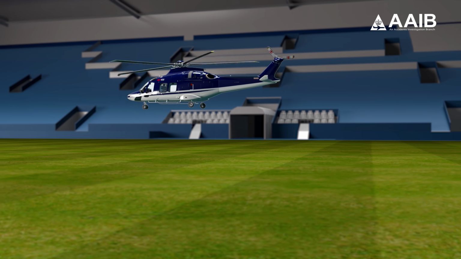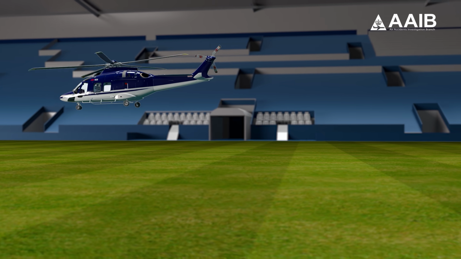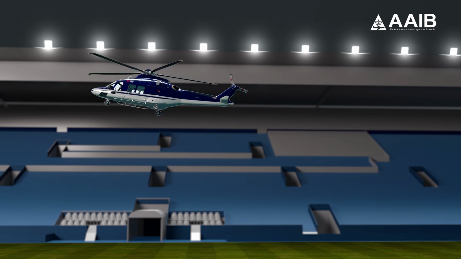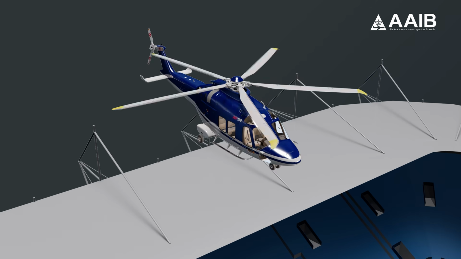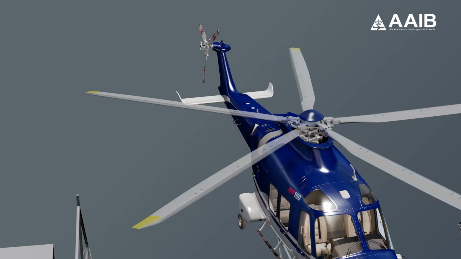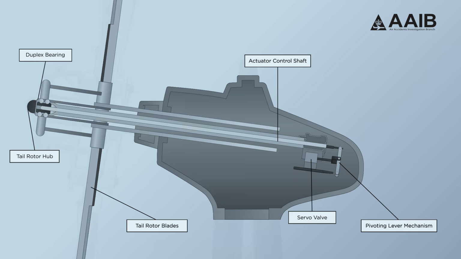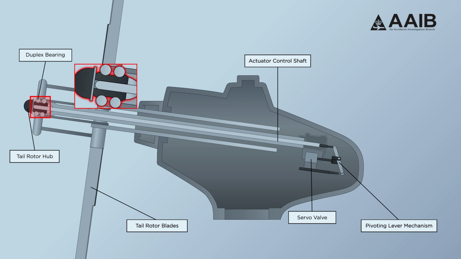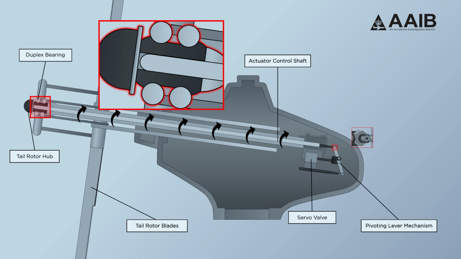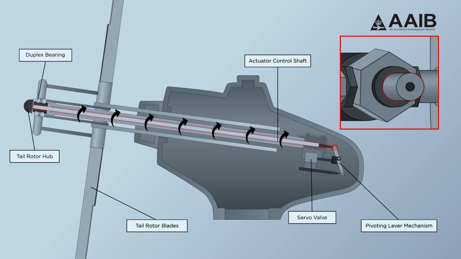When G-VSKP took off from the King Power Stadium, it initially climbed diagonally backwards. As the pilot initiated a turn with the pedal and the control shaft began to move, the duplex bearing seized, causing the shaft to rotate and unscrew from its locking nut.